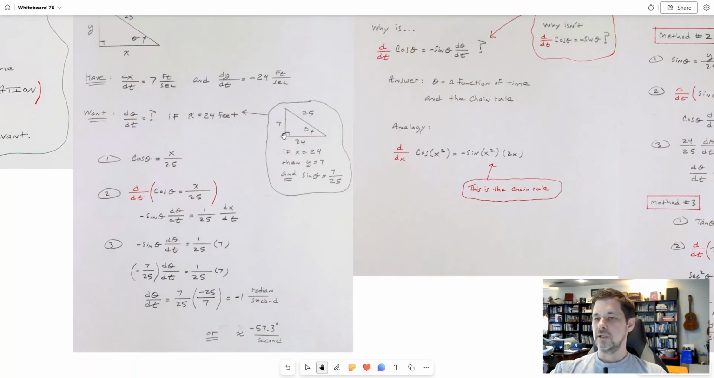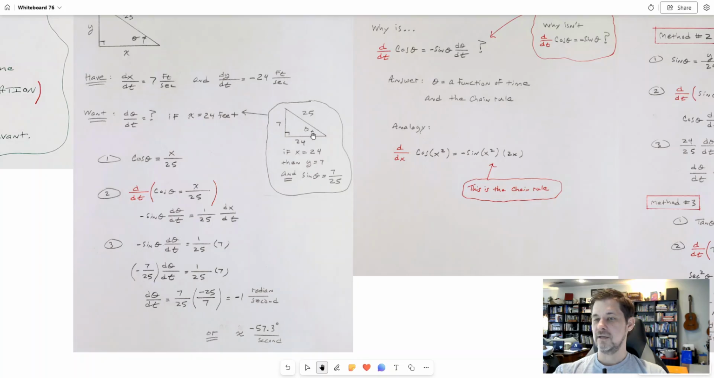So, well, look, here's what we know. We know there's the angle. We know the ladder's 25 feet. We know we're talking about this in the instant that the base of the ladder is 24 feet outward. That makes the top of the ladder 7 feet upward. So I've got all that. That's enough for me to tell you what negative sine theta is.